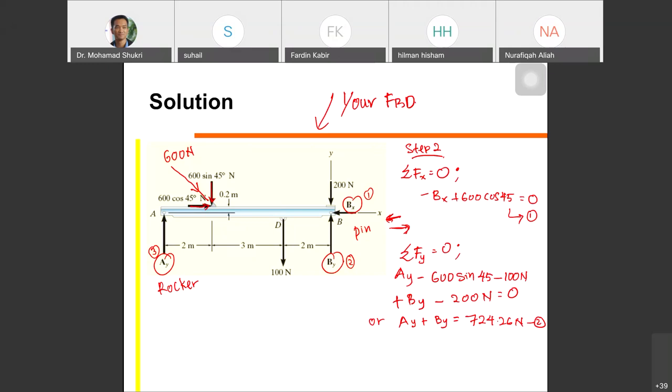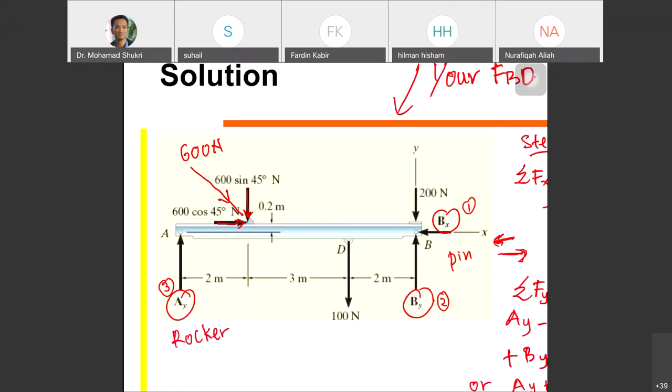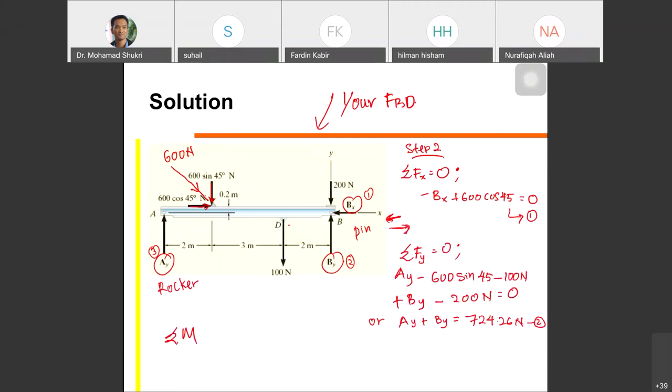So equation number 3, you can find moment. Right, so find a moment at which point? It depends, you can find at point A, you can find at point D, you can find at point B. But I suggest you find moment where there are many forces. So at point A you only have one force. At point D you only have one force, but at point B you have three forces here. So I suggest you take moment at point B equals 0.